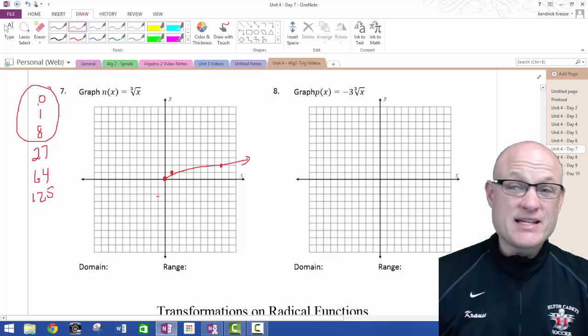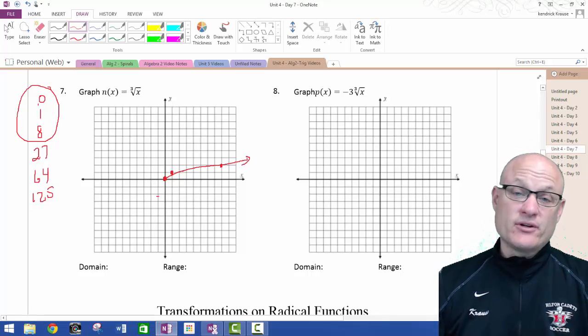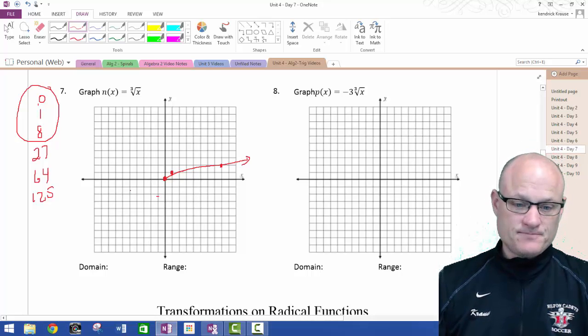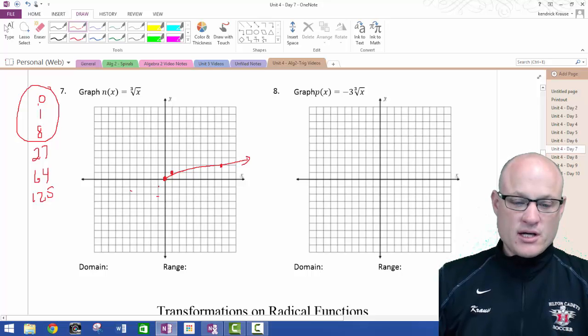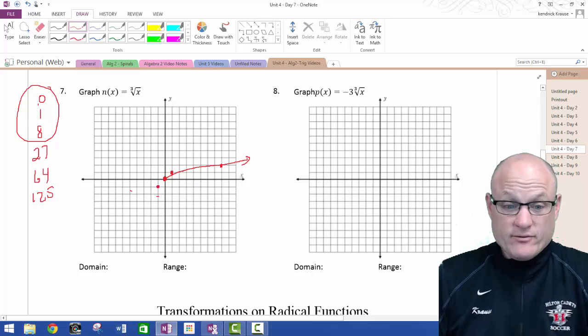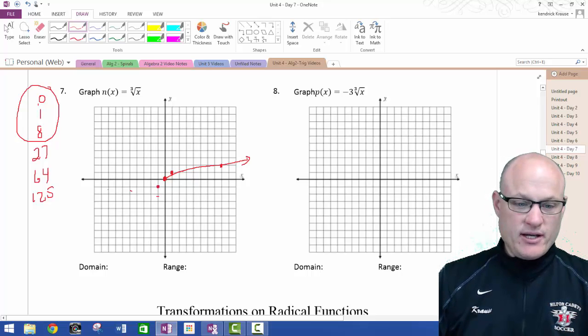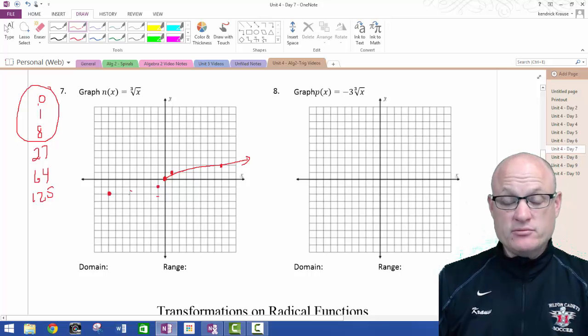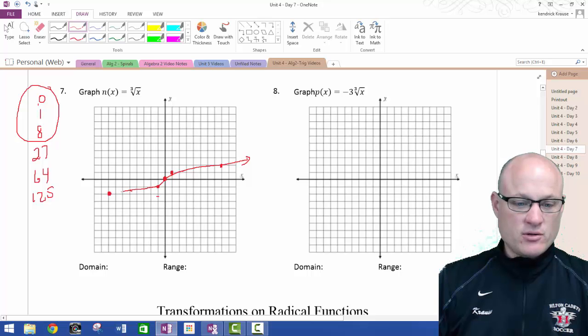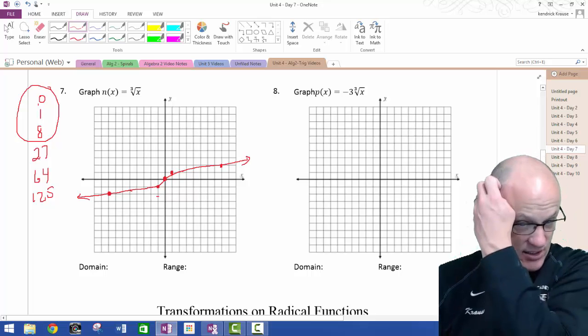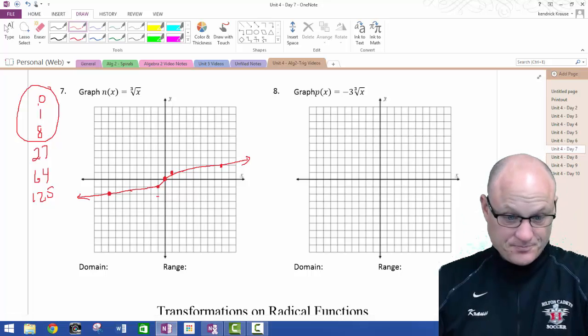But because I can take the cube root of negative numbers, I also have to go to the left. So I come out here to negative 1. The cube root of negative 1 is, in fact, negative 1. The cube root of negative 8 is negative 2, because negative 2 times negative 2 times negative 2 is negative 8. And hopefully I can draw going to the left. Okay, that's it.